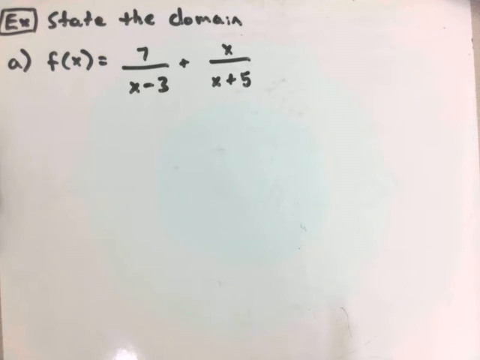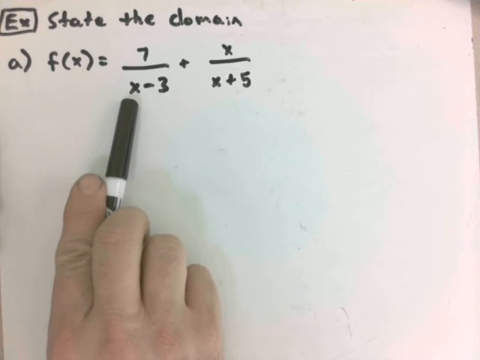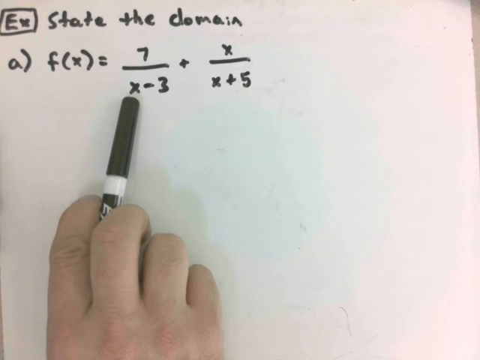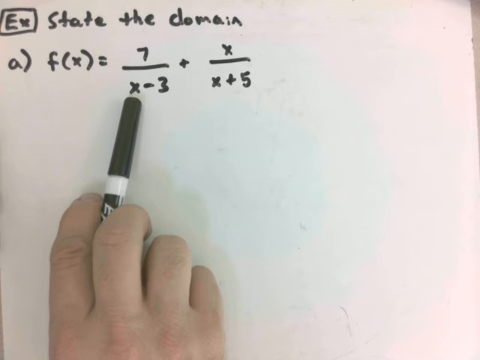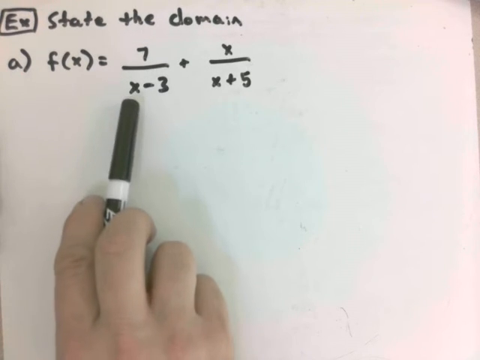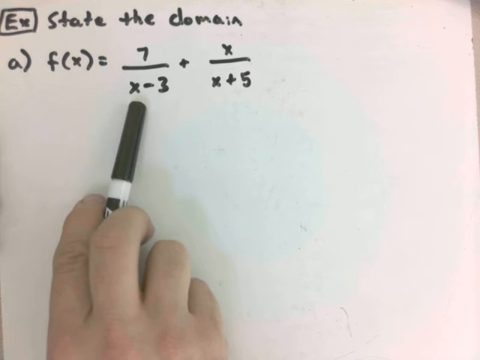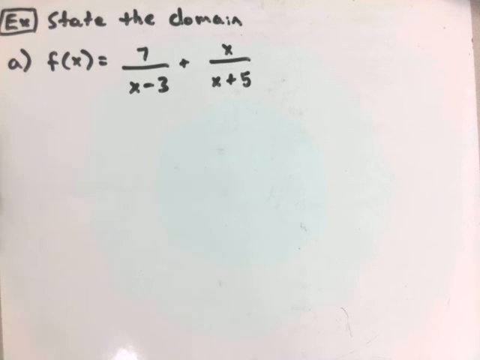So basically, we just need to ask ourselves, what would we plug into x here that would cause us to divide by 0? And if we plug in 3 for x, we're going to have 7 over 3 minus 3, which would be 7 over 0, and that would give us an error. So if you plug in 3, you can't calculate a y value. You would get an error. So therefore, 3 is not part of the domain.